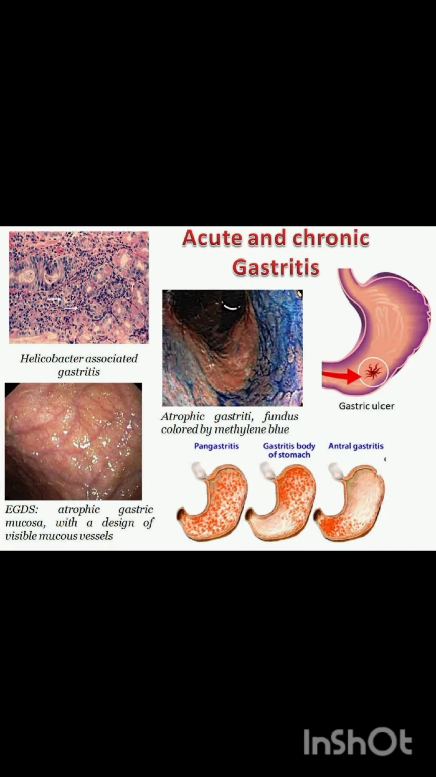Okay, so we will talk about the acute and the chronic gastritis. So the acute gastritis is caused by NSAIDs or any kind of shock or like Curling's ulcer, but the chronic gastritis will be caused by chronic reasons like infection by the H. pylori or maybe the autoimmune gastritis.